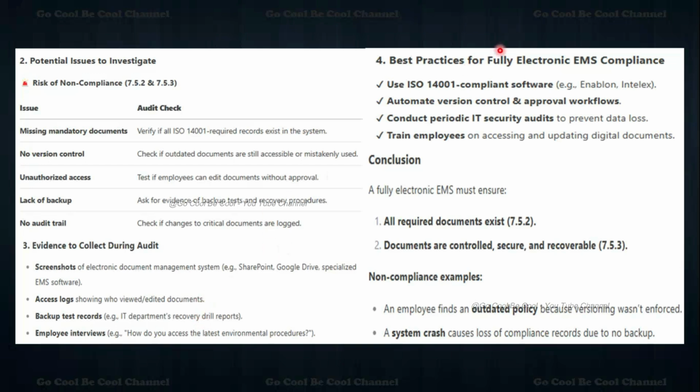What is the fourth one? Best practice for fully electronic EMS compliance. Use ISO 14001 compliant software. Blend and then Intellex, so that is also okay. We can use it. Automate version control and approval workflows also. Conduct periodic IT security audits to prevent data loss. Train employees. In conclusion, yes, we can take it up under 7.5.2: all required documents exist, document control is perfect. A non-compliant example is where an employee finds an outdated policy because versioning was not enforced, or the system crashes and causes loss of compliance records and everything. That also we can take as concerns.